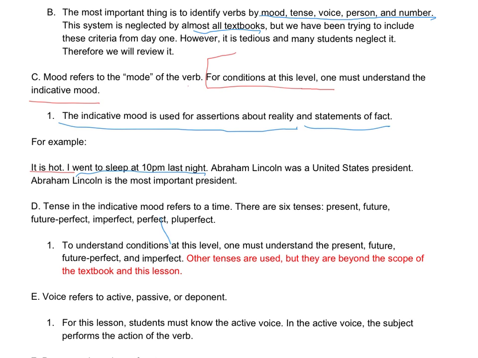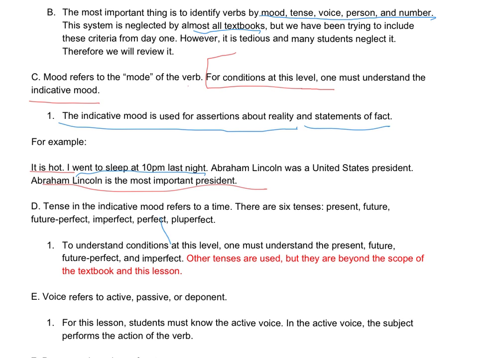"Abraham Lincoln was a United States president." That's a statement of fact. Not too much debate about that. That's in the indicative. "Abraham Lincoln is the most important president." Many people may agree with that statement, but it's a claim, an assertion about reality, not necessarily a statement of fact. So any kind of assertion or claim about what's true can be put in the indicative mood.